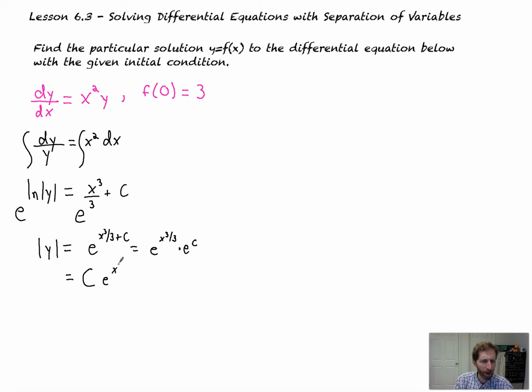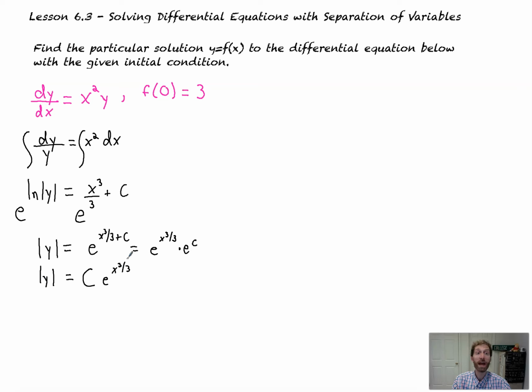And you might be like, wait, what? That can just become c? It's a constant. And if you think about it, if you plug in for your initial condition, you're going to eventually need to take the ln to get that c alone. And then when you take e to the ln, you're going to undo each other. So e to the c is just some constant. So we have the absolute value of y.